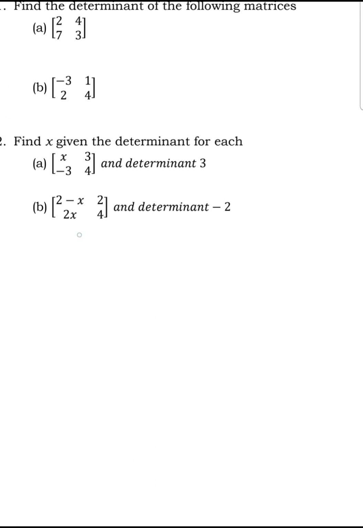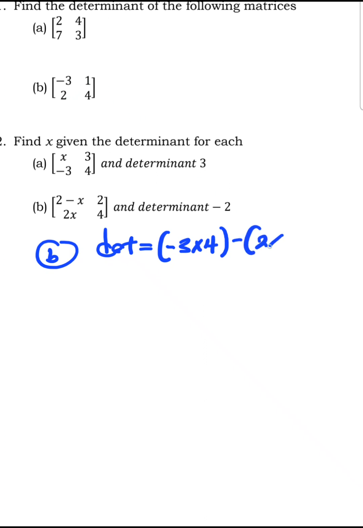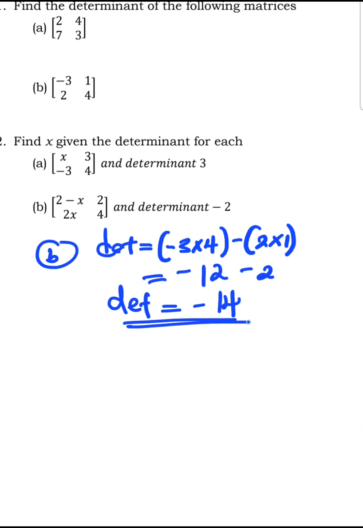And when we go to B, B is the same concept, so the determinant there will be negative 3 multiplied by 4, minus 1 times 2, or we can say 2 times 1, there's no problem. Remember that the multiplication is commutative. So we get negative 12 minus 2, and we get the determinant negative 14. Just like that. All right, so that is part 1.